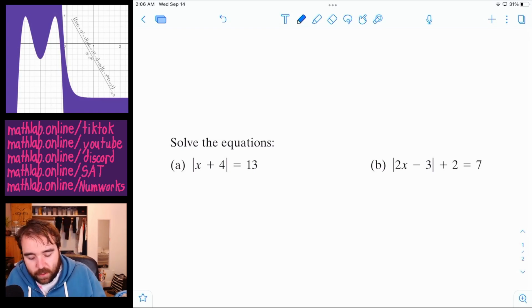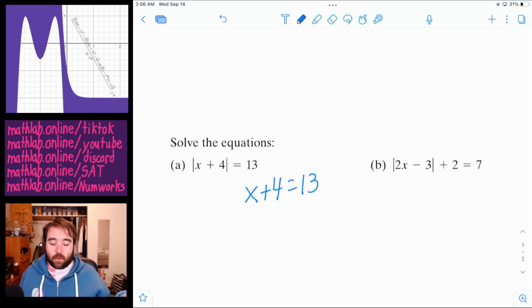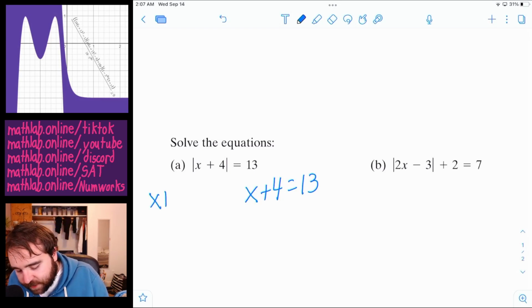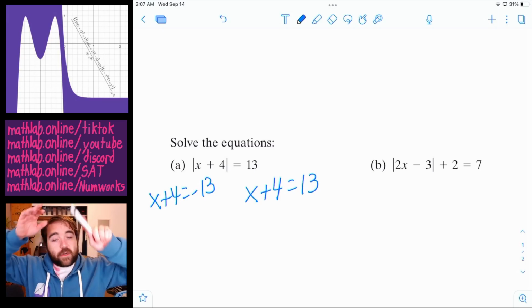So how this is going to end up is that if x plus 4 equals positive 13, well, then we're going to take the absolute value of it, and it's still going to be positive 13. But also, if x plus 4 is negative 13, see what we do then. We would take the absolute value of it, and it would become the positive 13 that we want. So look at what just happened.